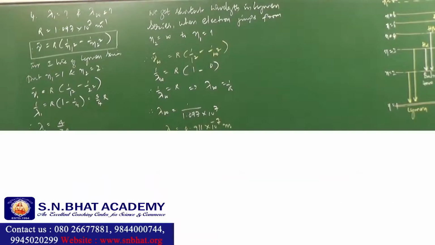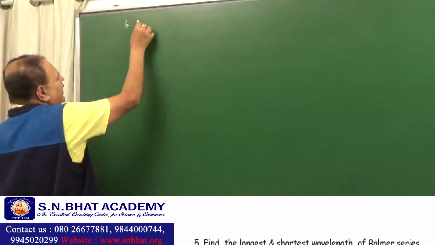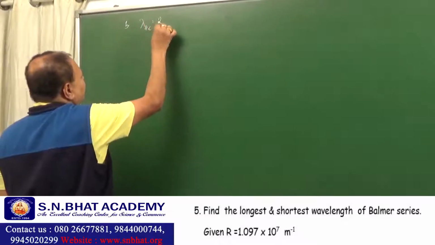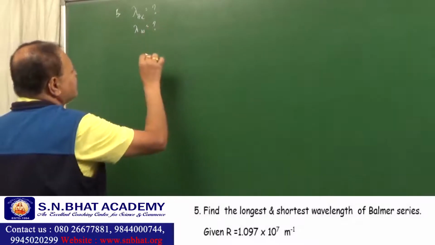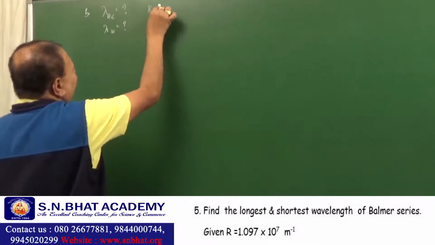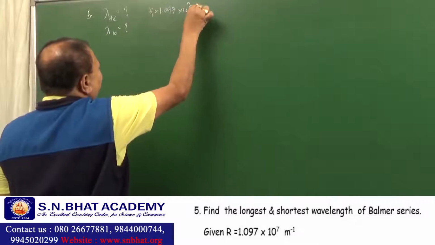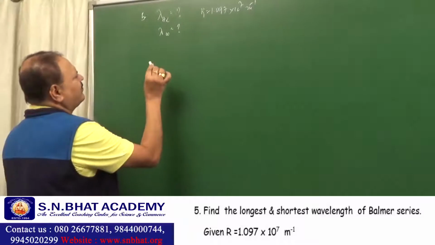Did you follow this? The question: find the longest and the shortest wavelength of the Balmer series. Which one has the longest wavelength? Lambda H alpha line. Which one has the shortest wavelength? Lambda infinity. And what else has he given? He has given that your R value is 1.097 into 10 to the power of 7 per meter. Now you write the same thing.